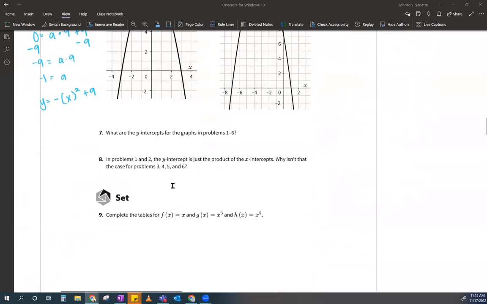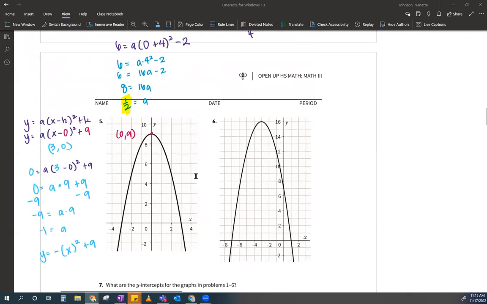So the reason why they were not the same is because you have to take into account your a, your multiplier. Okay. All right.